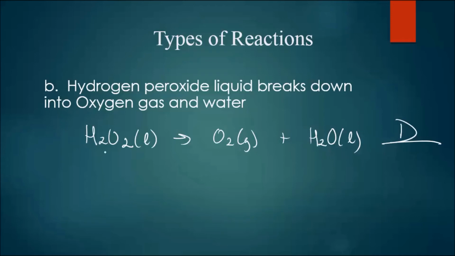Good. How many hydrogens? 2. How many oxygens? 2. And there's one more here. Uh-oh. So we got an odd number of oxygens. How can we fix that? But that messes up your hydrogens.